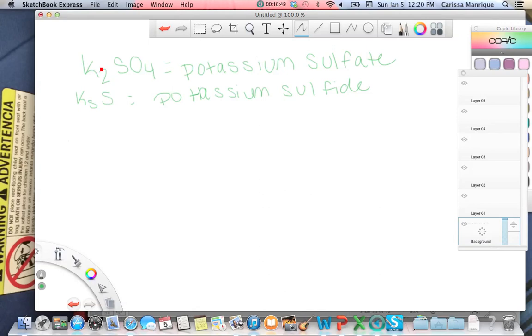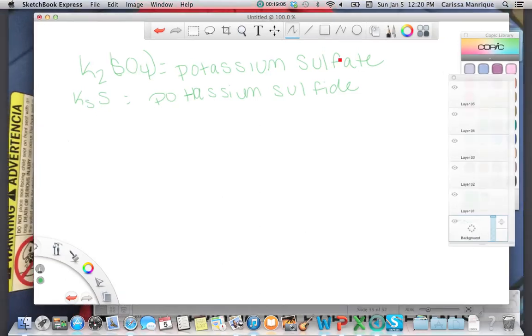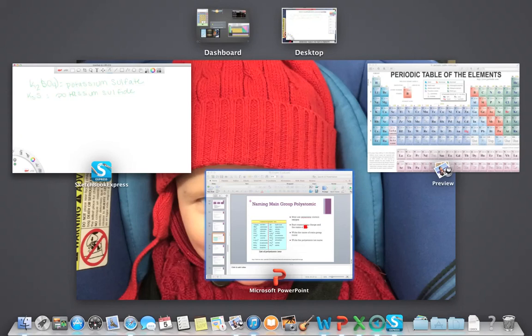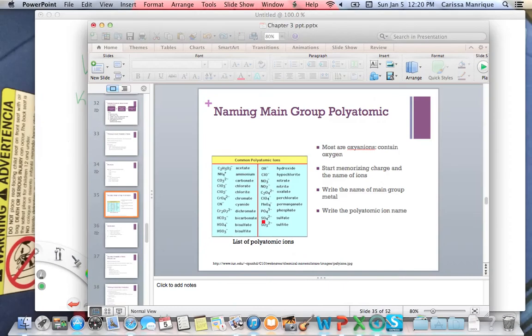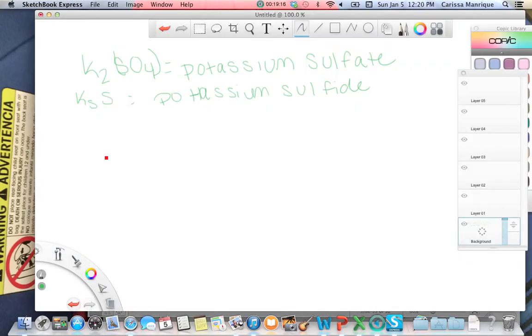But do you see here I have potassium, but it's bonded to several atoms right here, SO4. Remember, that's not just one type of atom, it's two types of atoms. So that's your polyatomic. So now we're going to name it potassium sulfate. Sulfate because that's what it says on the chart. If I come here, SO4 sulfate.